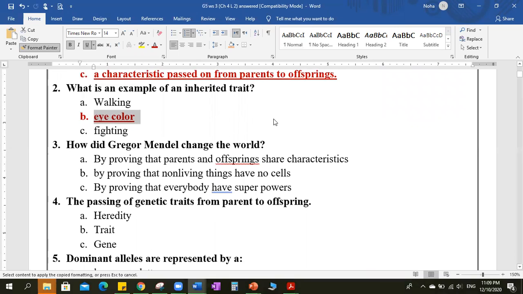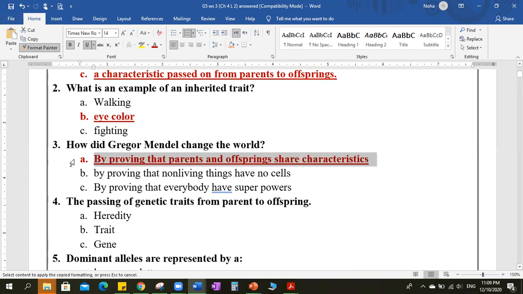Number 3, how did Gregor Mendel change the world? So you guys know that you learned that Gregor Mendel was interested in how the genes are passed from the parents to the offspring. So he made his experiment on pea plants. And from his experiments, he proved that parents and offspring share characteristics.